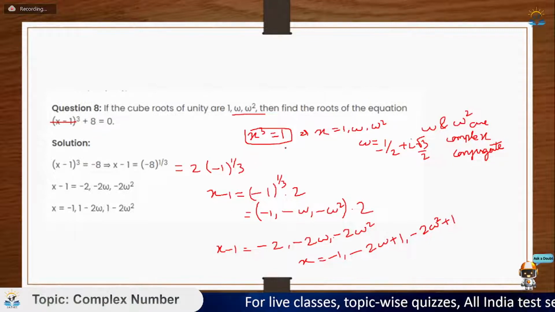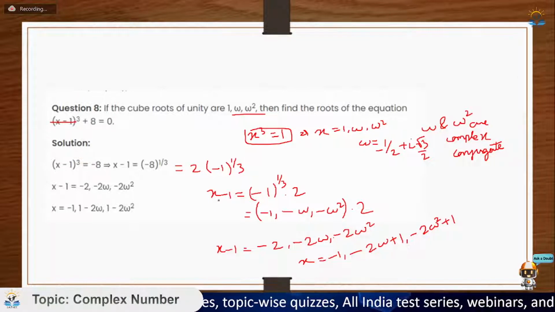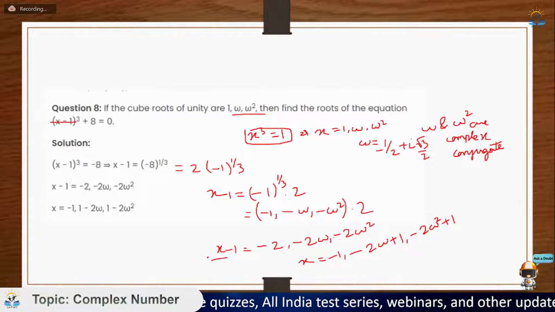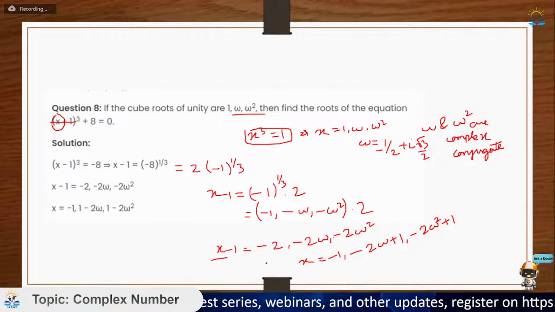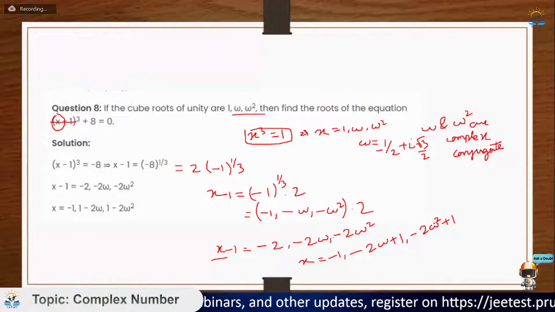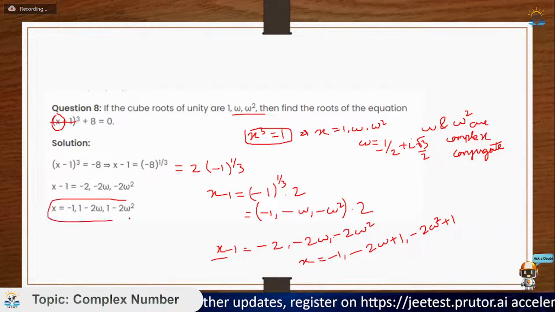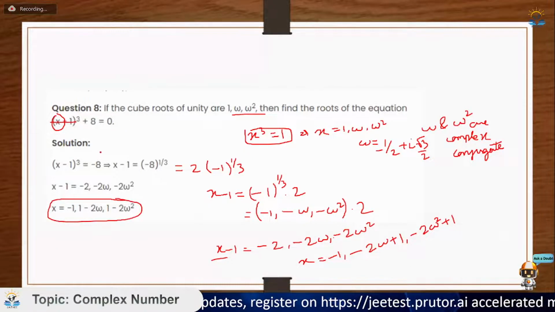Just remember one thing, that the roots of unity are 1, omega and omega square, and the roots of negative of unity are minus 1, minus omega and minus omega square. You have to just multiply by 2. So you got the roots for x minus 1. Since the roots of this equation are asked, the value of x is being asked. So to calculate the value of x, add 1 to each term. So you will get minus 2 plus 1, minus 2 omega plus 1 and minus 2 omega square plus 1 as your final answer. So these three are the roots of your given equation.